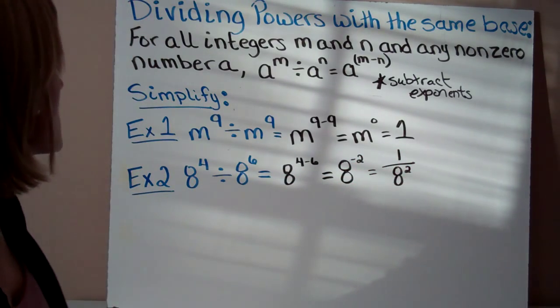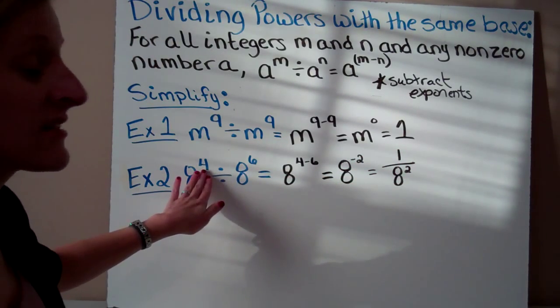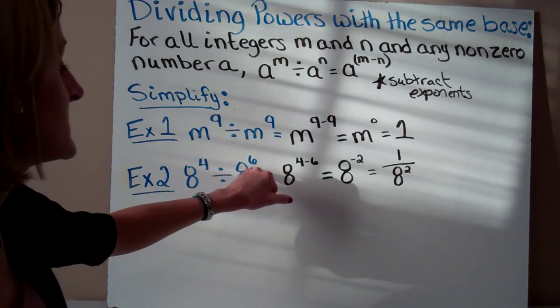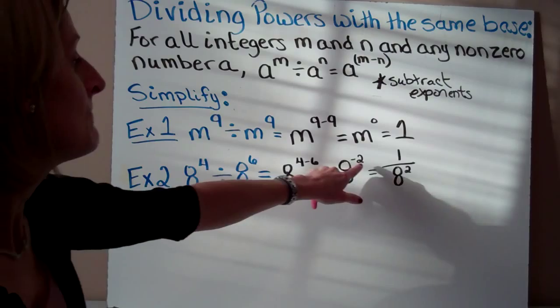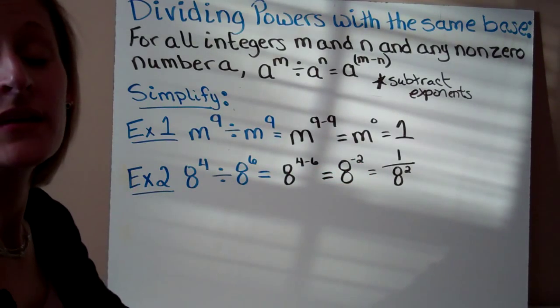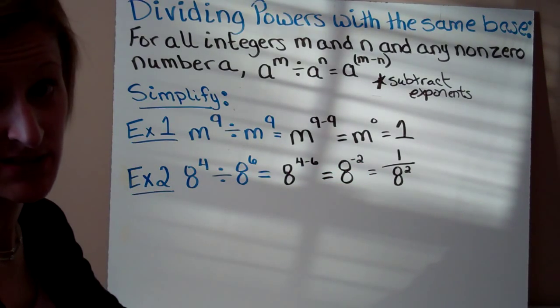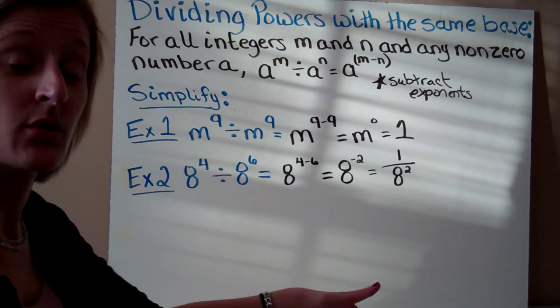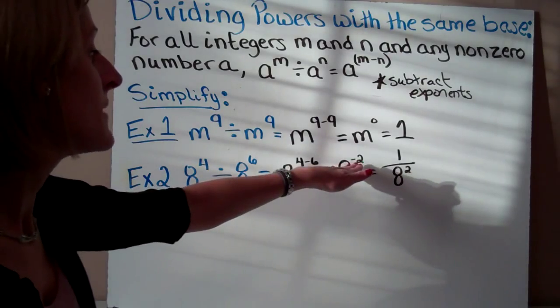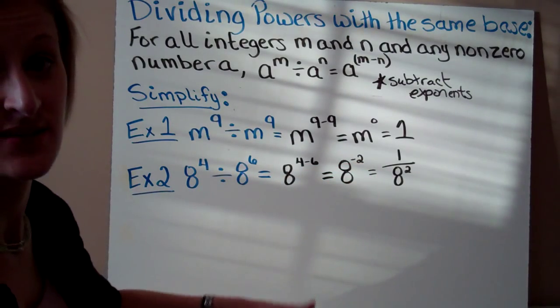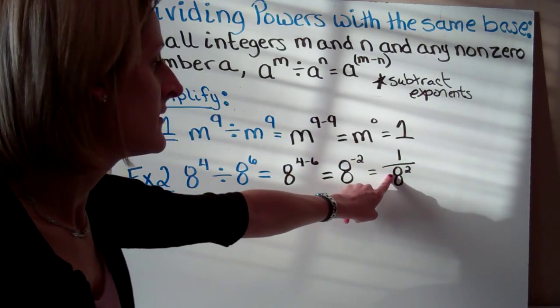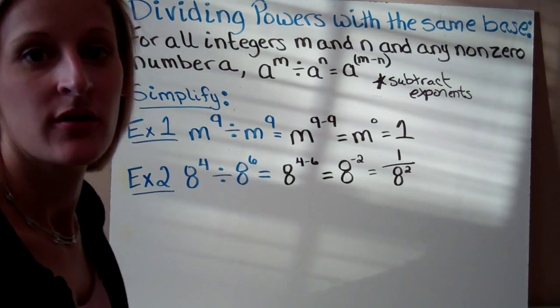So the second one, 8 to the 4th divided by 8 to the 6th. Do 4 minus 6, right here, and you're going to get -2. Now, we always write it with positive exponents. You noticed before in a video we did 0 and negative exponents. To make this -2 a positive exponent, put it under 1. So I have 1 divided by 8 squared.